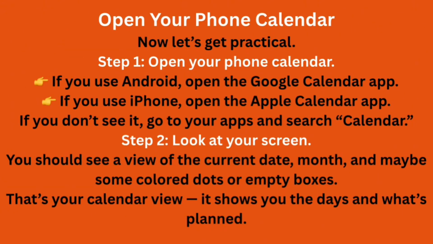Open your phone. Let's get practical. Open your phone calendar. If you use Android, open the Google Calendar app. If you use iPhone, open the Apple Calendar app. If you don't see it, go to the apps and search calendar. Step 2, look at your screen. You should see a view of the current date, month, and maybe some colored dots or empty boxes. That's your calendar view. It shows you the days and what is planned.